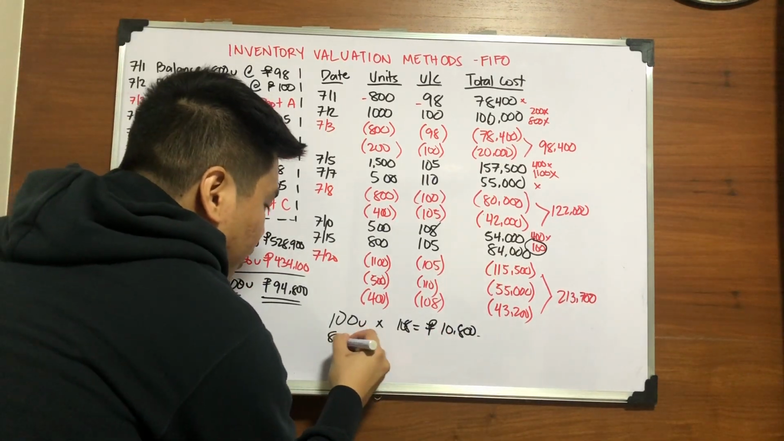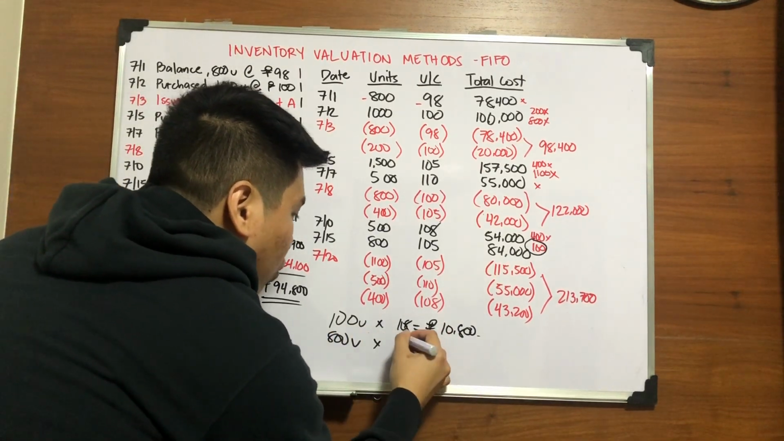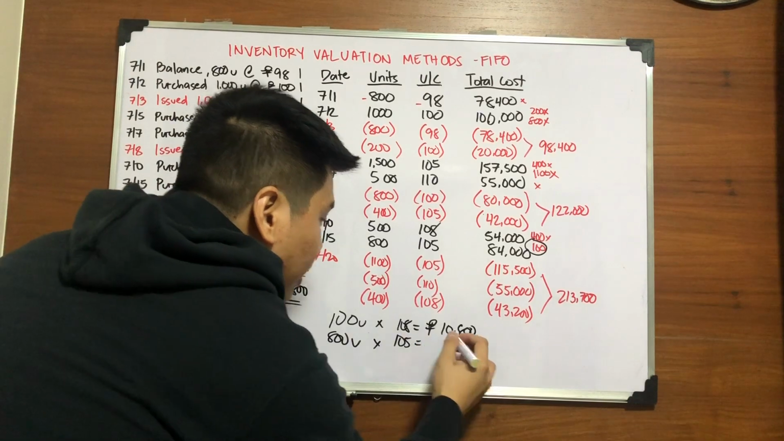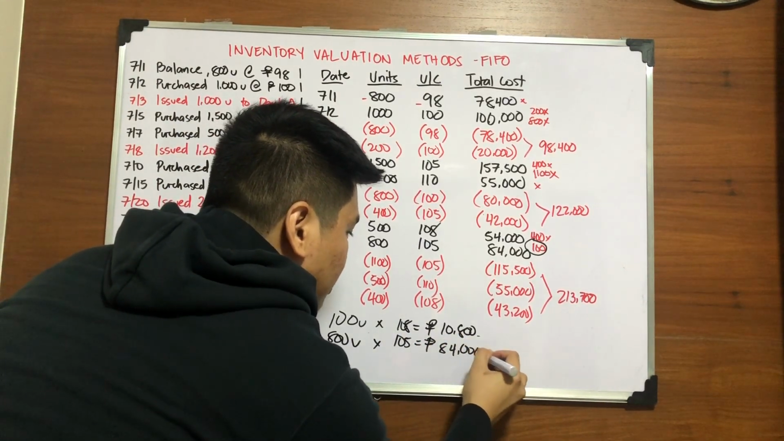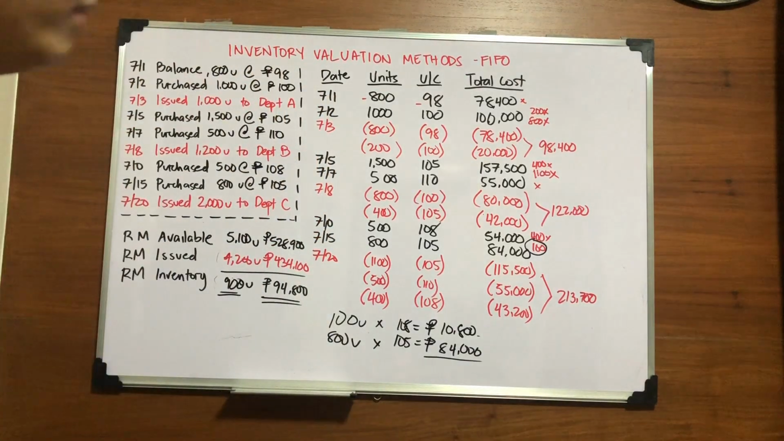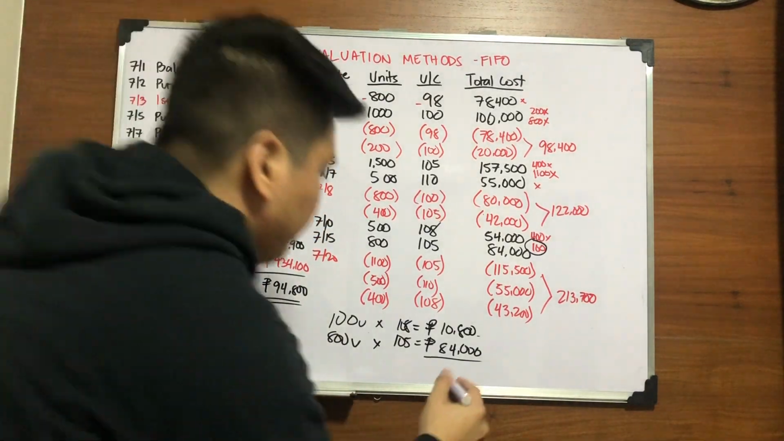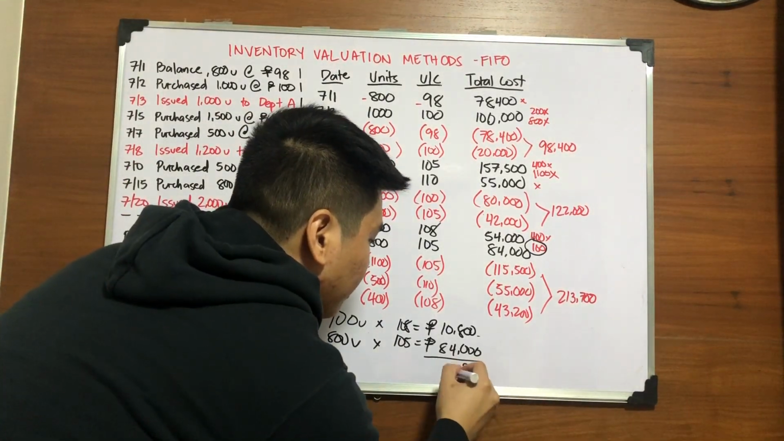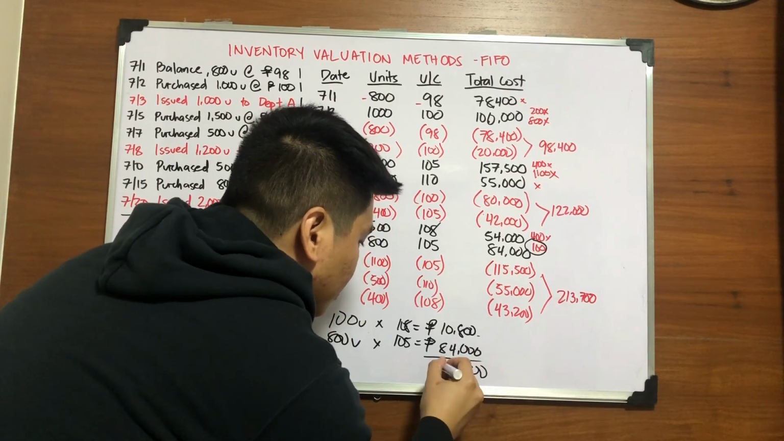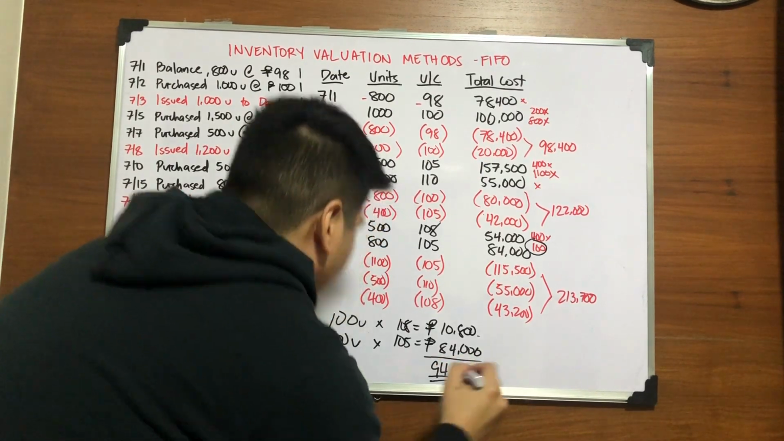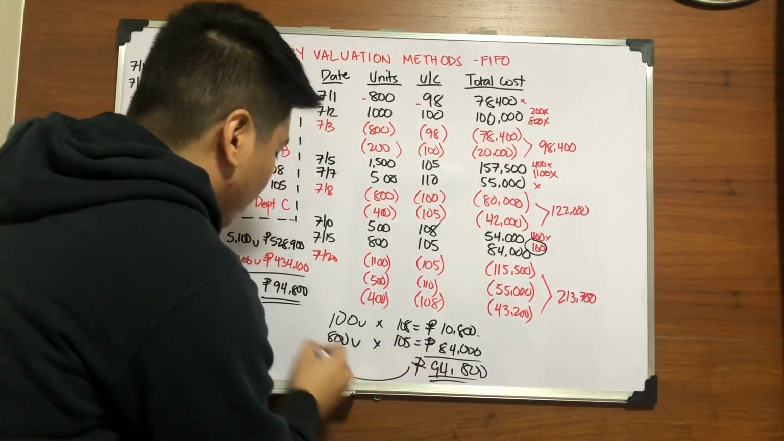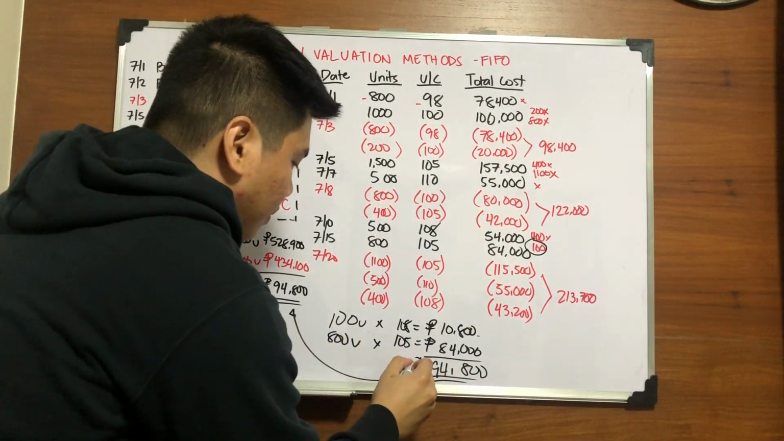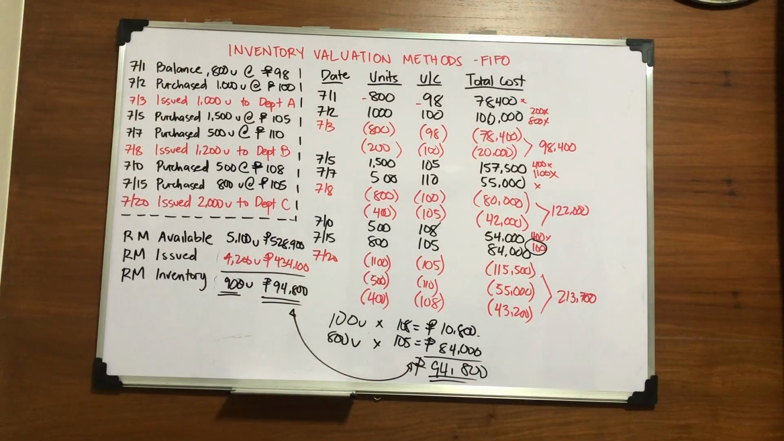So we have 800 units times 105, that would yield to 84,000 pesos. Okay, so sum this up. This would be 800 plus, okay, so 94,800, which is also equal to this. Clear?